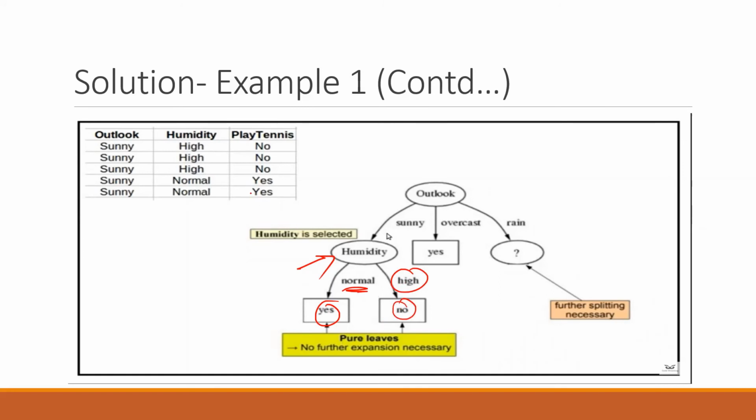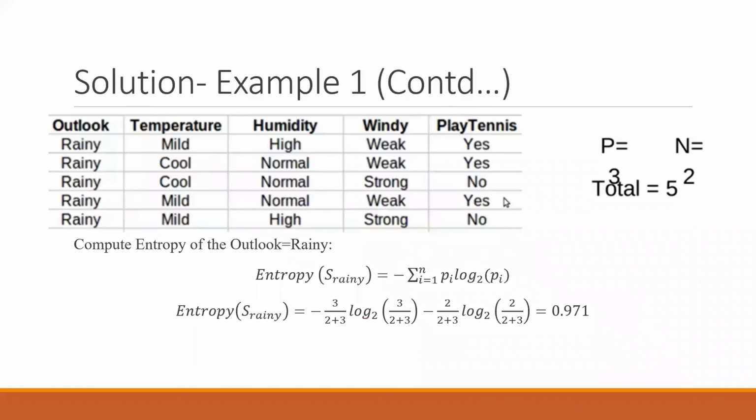In fact it can be checked here. For all the outlook equal to sunny, humidity having high or normal has the same answer, no or yes. If all the values have the sunny and high combination, the answer will be no. That's what is written here: sunny and high, the answer will be no. And similarly yes for the other case. Now you will be doing it for the second one, rainy. Sunny is done. Now we will have to do it for rainy.